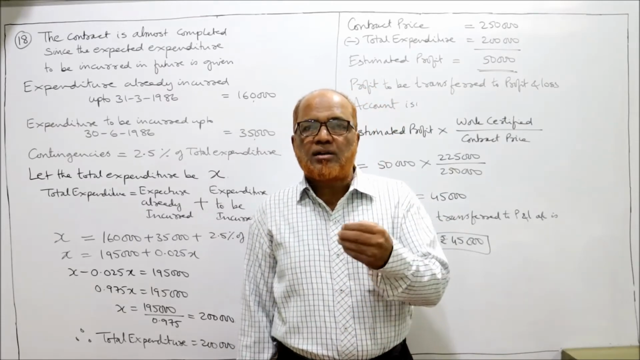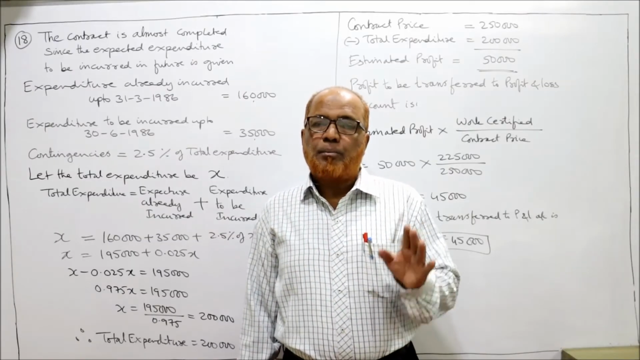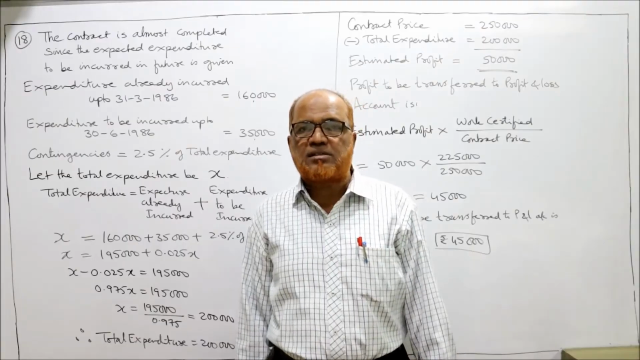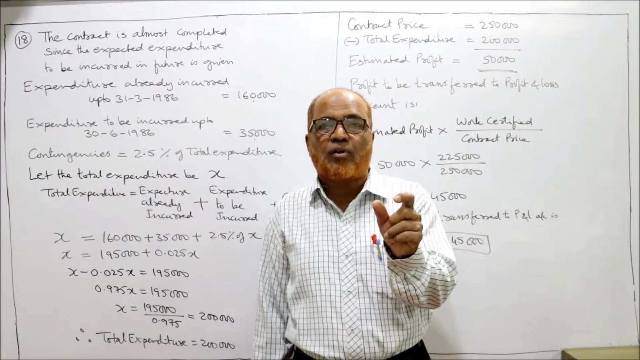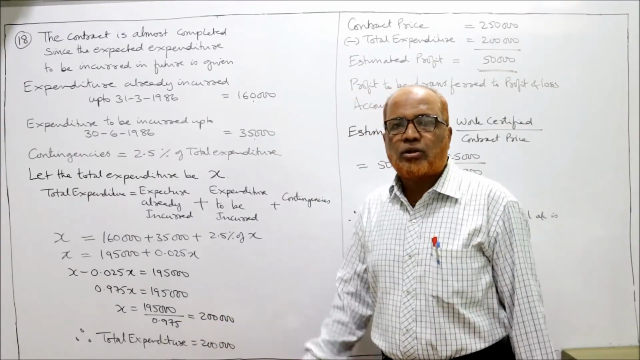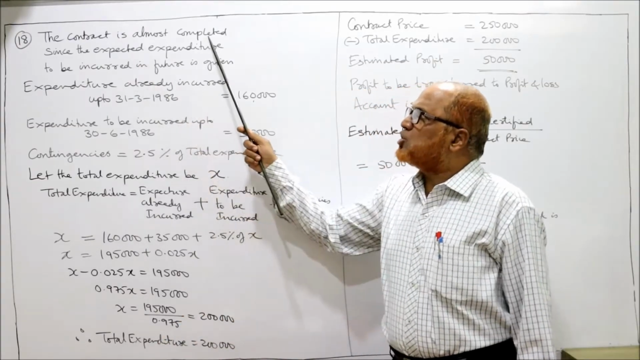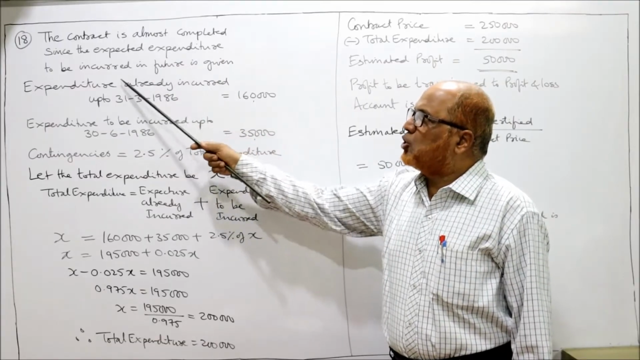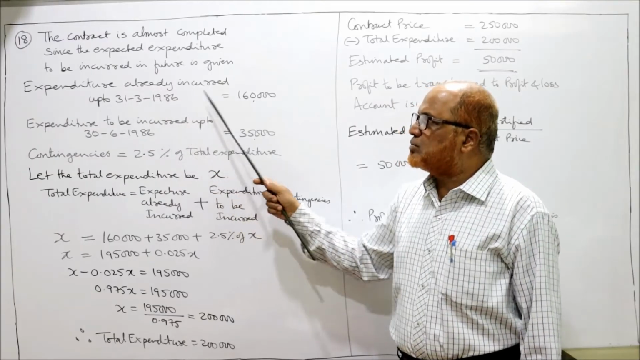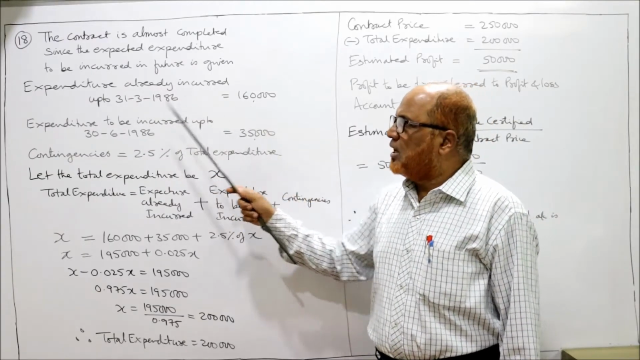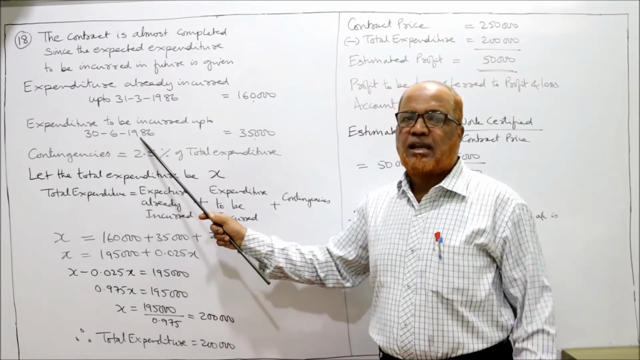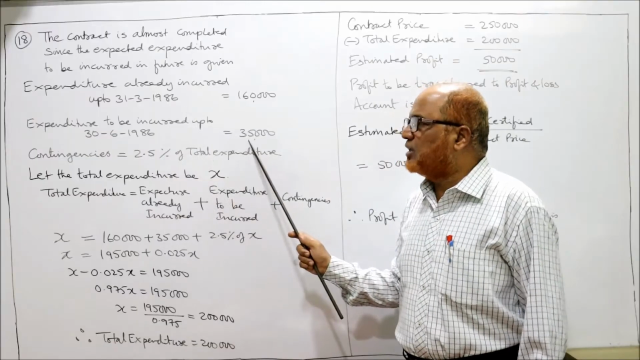So here the contract is almost completed because we are given the expected expenditure to be incurred in the next 3 months and we are given the provision to be made for contingencies, 2.5%, right? So how to find out the profit? See, the contract is almost completed since the expected expenditure to be incurred in future is given. Expenditure already incurred up to 31st March 1986, 1,60,000. Expenditure to be incurred up to 30th June 1986, in the next 3 months, expenditure 35,000.